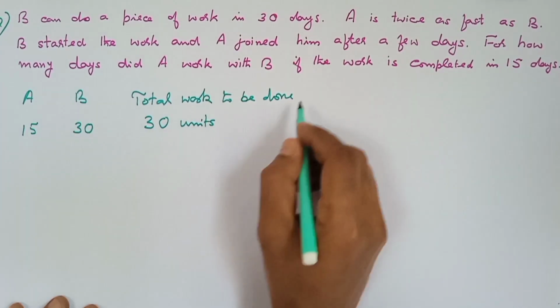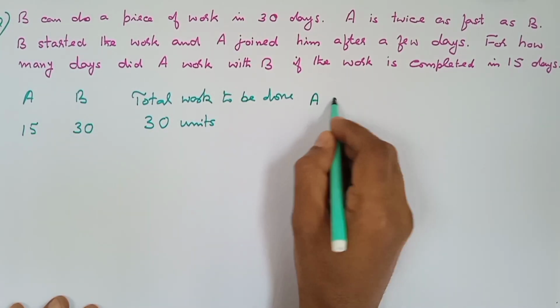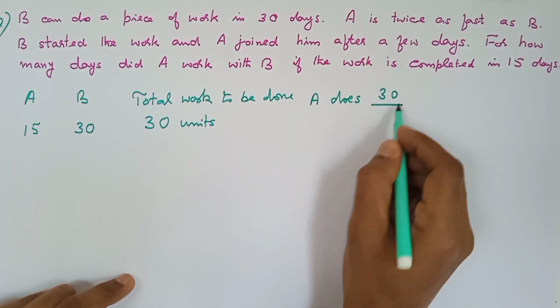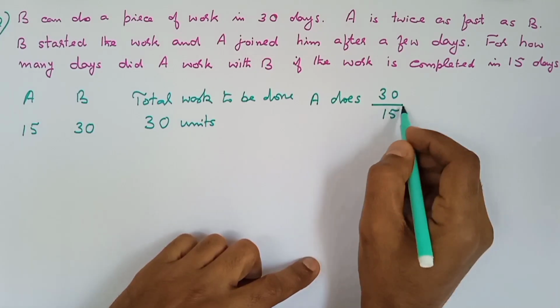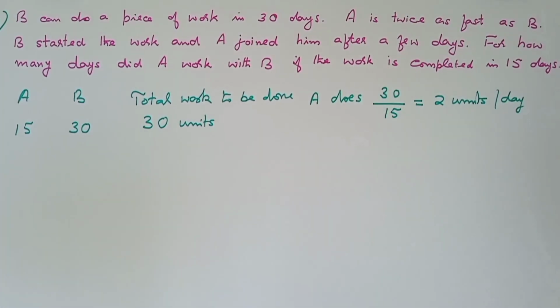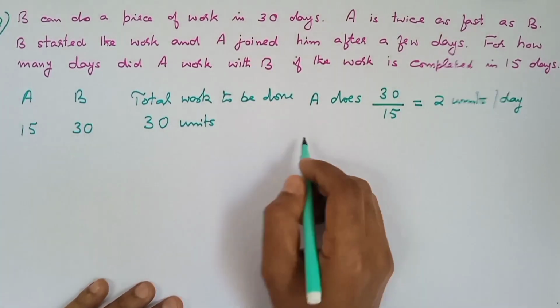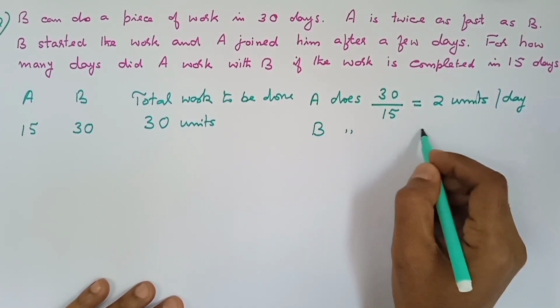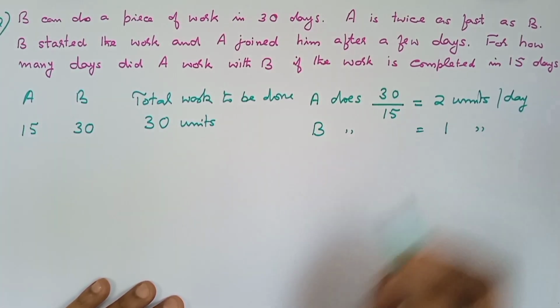Now using this assumption, how much is the work A does in 1 day? See, total work is 30, for which A needs 15 days. So he will do 30 by 15, which is 2 units in 1 day. So A does 2 units per day. Similarly, B does 30 by 30, which is equal to 1 unit per day.